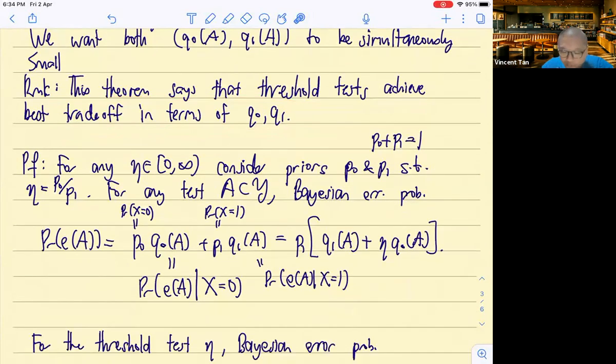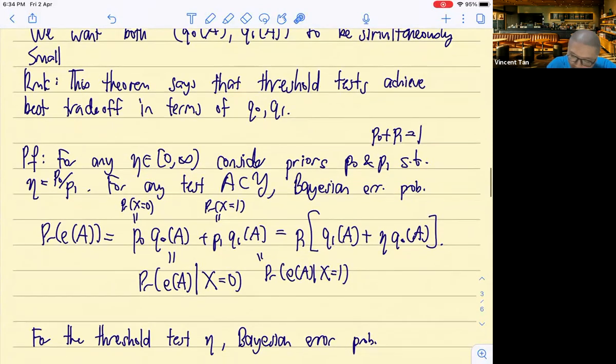Okay, so the proof is not very difficult, but it requires some thinking. For any threshold, let us come up with fictitious priors P0 and P1, such that eta is equal to P0 over P1. Now, how do you get this P0, P1? We know that eta is equal to P0 over P1, so we can write this, and we can solve for P0. Because eta is a positive number, no problem.